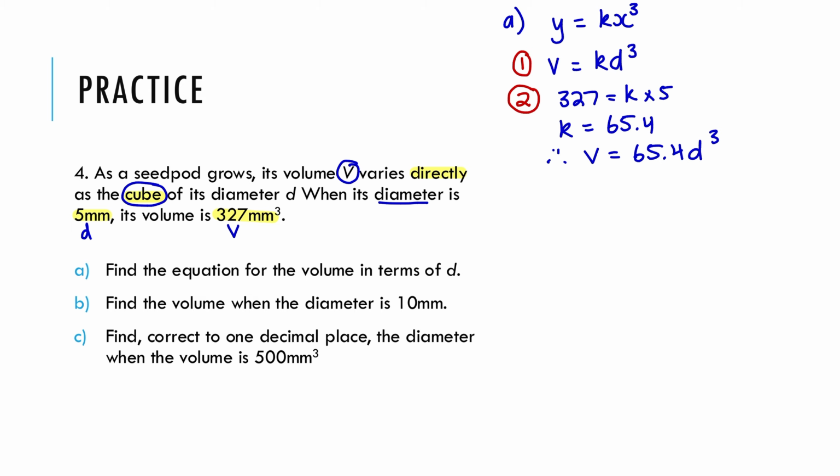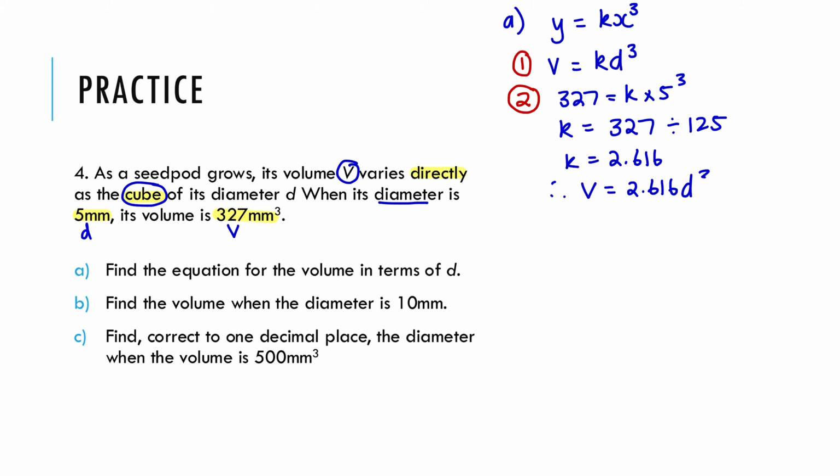Oh, sorry, I just realized I did forget to cube this. So here it should be 327 divided by 125, which is 5 cubed. And so, sorry, K will be equal to 2.616. So therefore, my final equation will be 2.616 D cubed. So that's part A.